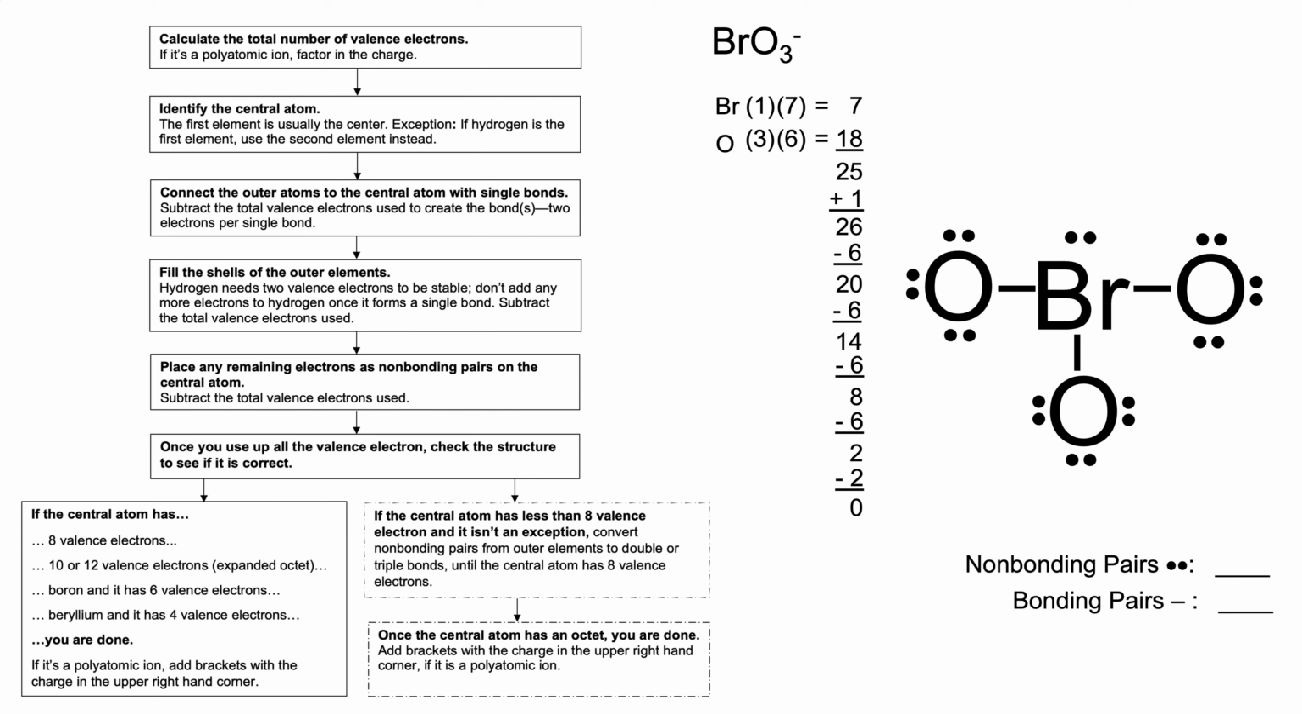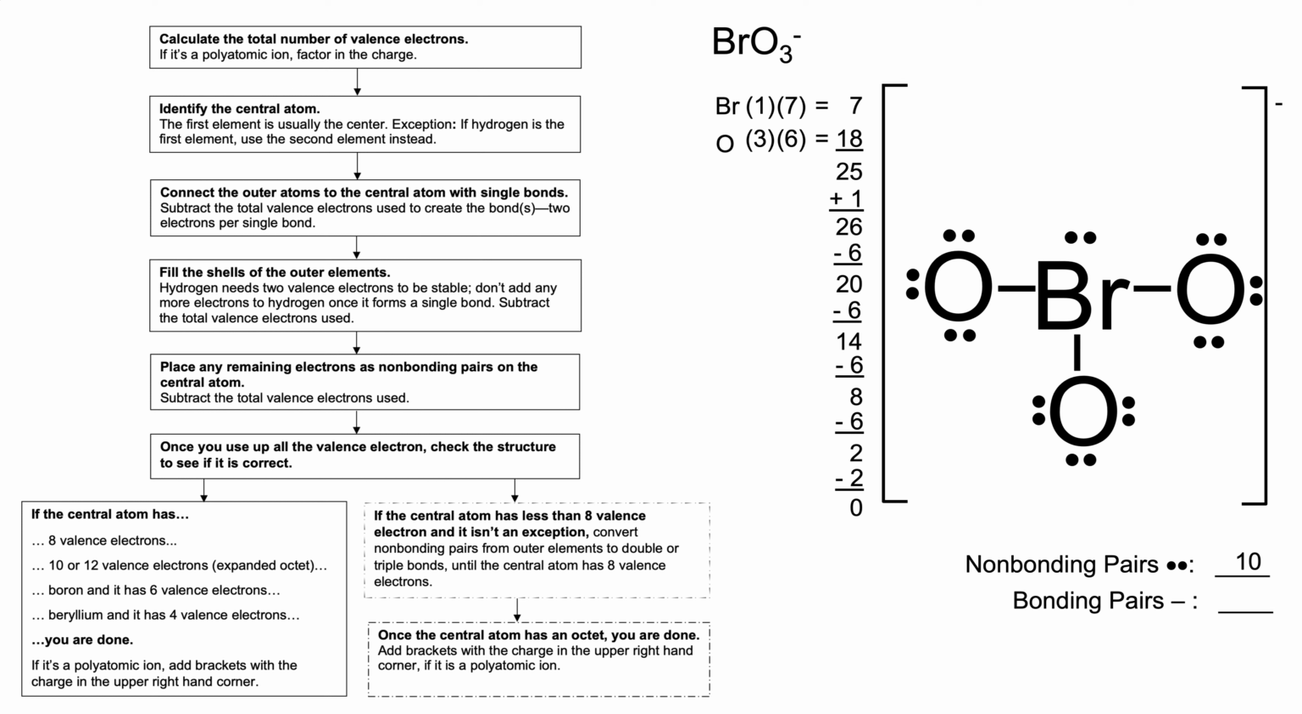0. When I check my central atom, bromine, it has a total of 8 valence electrons, so it's following the octet rule, so I stop. I just need to place brackets around it with the -1 charge in that upper right-hand corner.